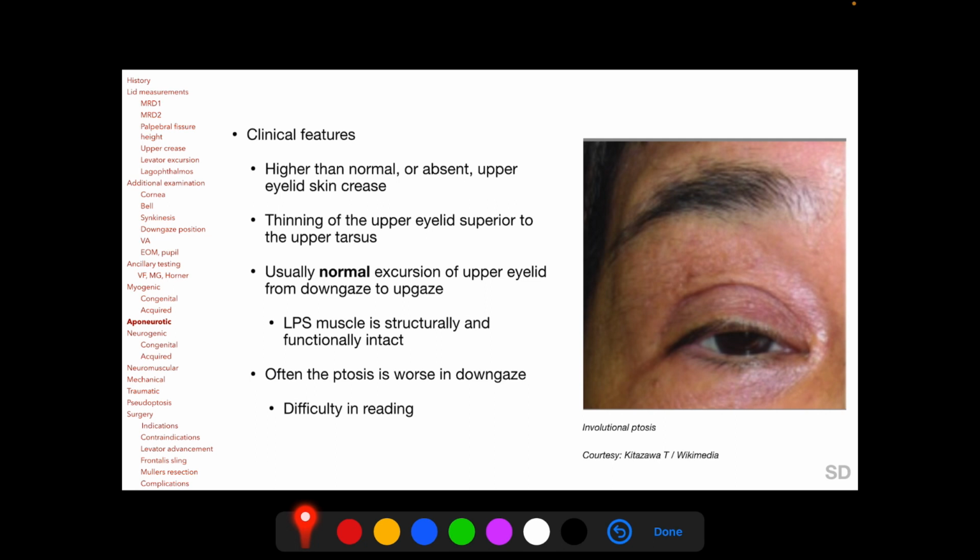In most cases, the LPS aponeurosis is still attached to the superior tarsus without disinsertion but is stretched. In aponeurotic ptosis, the upper eyelid skin crease is higher than that in the contralateral eye or may even be absent. The upper eyelid superior to the upper tarsus appears thin, and in aponeurotic ptosis, the excursion of the upper eyelid from down gaze to up gaze is usually normal, which is very important to remember. And this is because the LPS muscle is structurally and functionally intact. Often the ptosis is worse in down gaze, resulting in difficulty in reading.